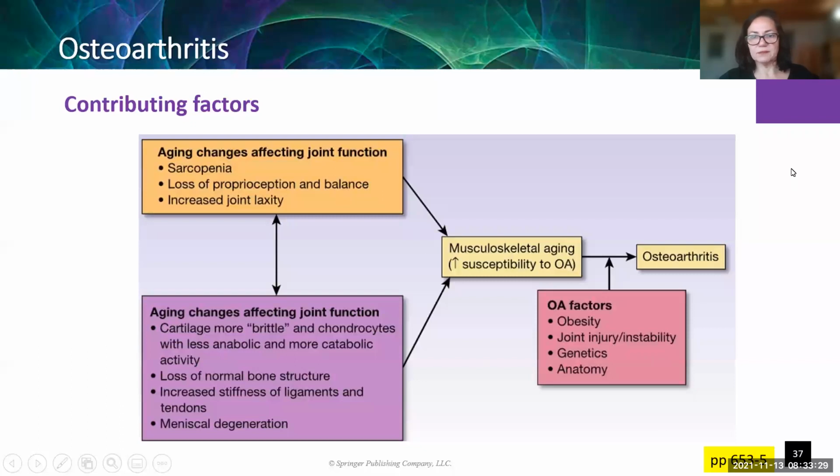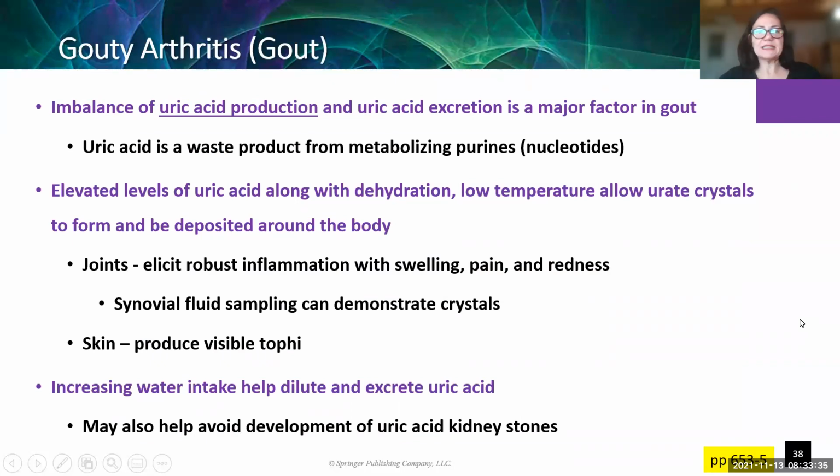Just a flow chart, some pretty colors, some of the same stuff I already talked about. All right, gouty arthritis or gout. This can happen in younger patients as well. It's an imbalance of uric acid production and uric acid excretion through the kidneys.